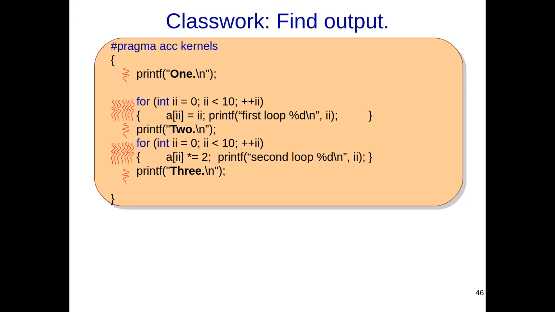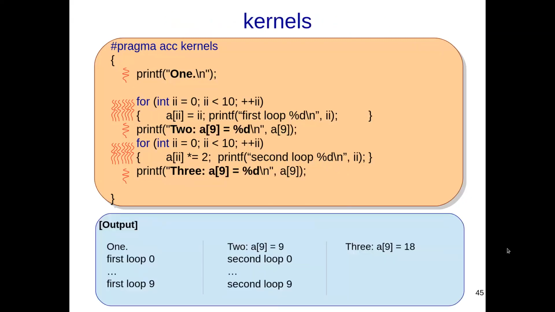Rajan is asking, why is the order not changing? If you are talking about why the order is not changing across this one, first loop, then two, then second loop, and then three, I'll probably explain this a little more later, but it is because the first loop is getting printed by the GPU, 2 A of 9 is also getting printed by the GPU, the second loop is printed by the GPU, and A of 9 equal to 18 is also printed by the GPU. Therefore this execution order doesn't change as such, right? So it still remains the same.